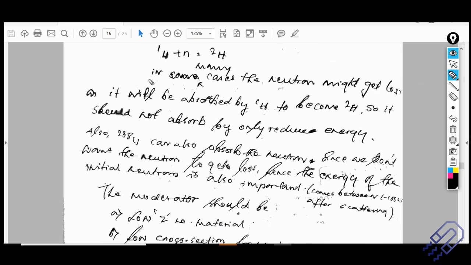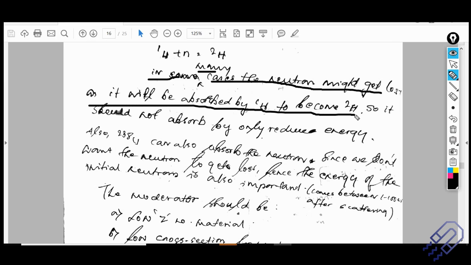So what does it mean? It means that in many cases, the neutron might get lost as it will be absorbed by 1H to become 2H. So the aim is not to reduce the number of neutrons, the aim is to only reduce its energy. That's why you cannot have too slow a neutron coming in. It has to have some kinetic energy so that 1H does not become 2H. So that is important.